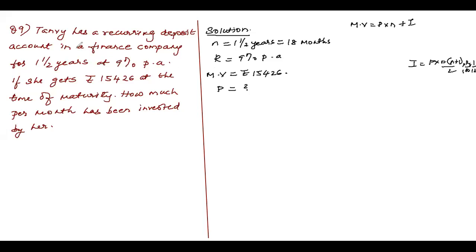Once again, I'll read the question, children. Question number 9, Tanvi has a recurring deposit account in a finance company for 1.5 years at 9% per annum. That means N is 1.5 years, that is 18 months, R is 9%. If she gets rupees 15,426 at the time of maturity, how much per month has been invested by her?